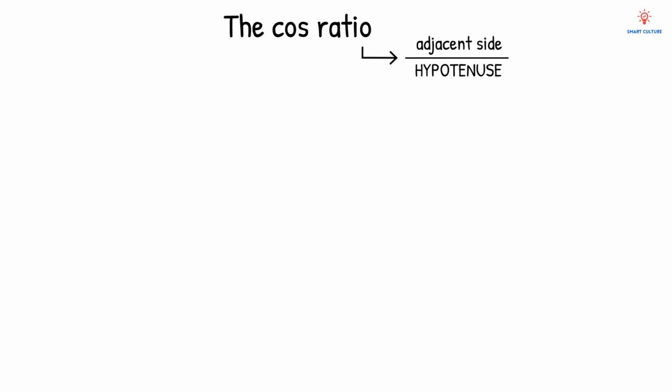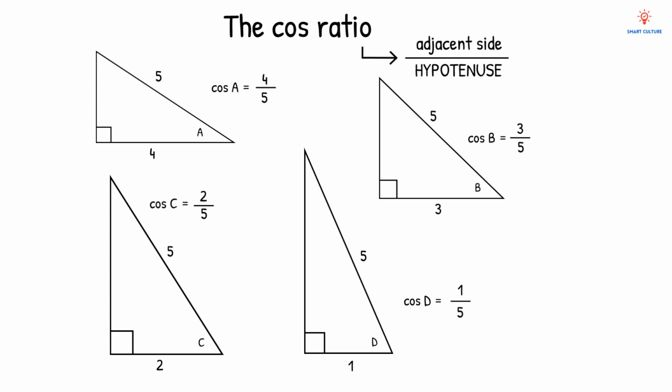So what we'll do next to better understand the cosine ratio is we'll take a look at 4 triangles. Let's take a look at the first one. For angle A, the cosine of A is equal to 4/5. And this indicates that the side adjacent to angle A is 4/5 the length of the hypotenuse. The triangle is relatively flattened, meaning angle A is smaller compared to the other angles in our list.